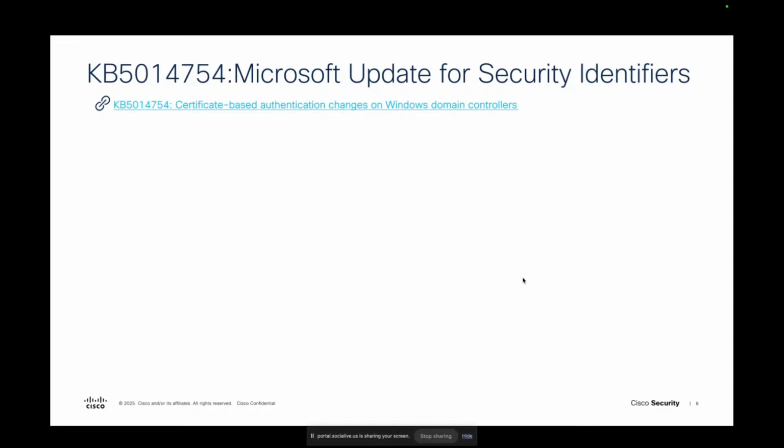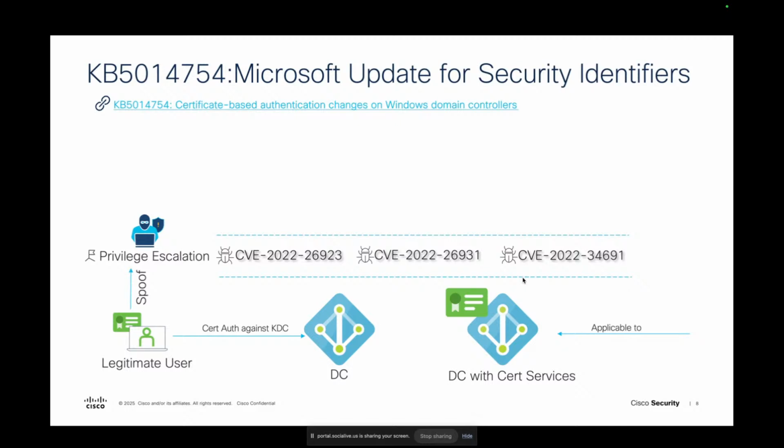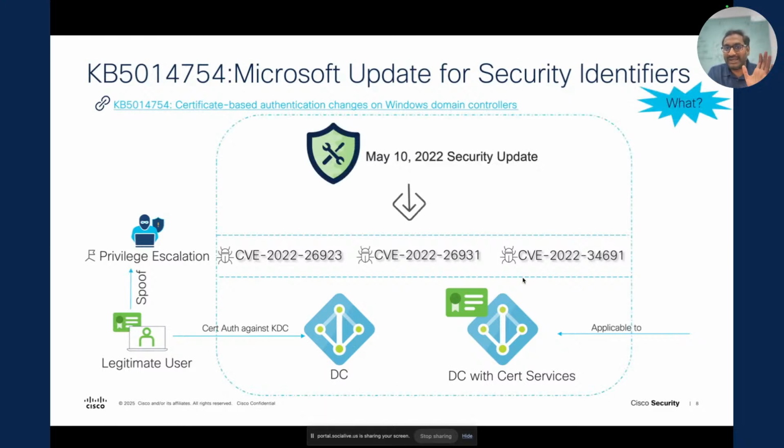KB5014754. A link was already pasted in the Slido for your reference. It's basically applicable to all Windows domain controllers or Windows servers, or even domain controllers having the certificate services on top of it. Whoever is doing certificate-based authentication against this KDC, that certificate can be emulated by the attacker using these vulnerabilities, and they can get privileged access, or a privilege escalation is possible. Basically, using the certificate attributes, they can manipulate the certificate attributes and get new certificates or get privileged access as well. In order to address that, Microsoft already released an update back in the May 2022 timeframe.